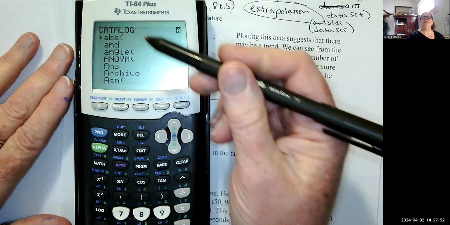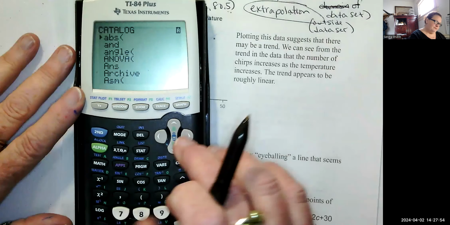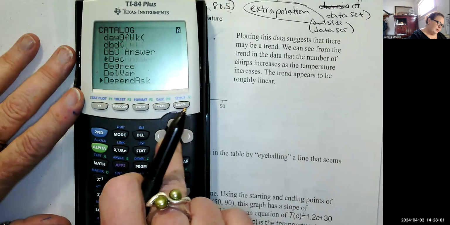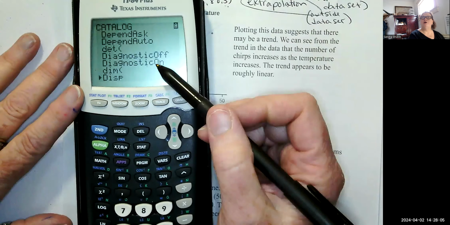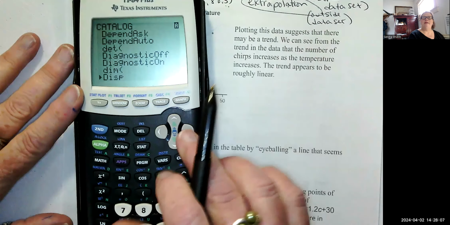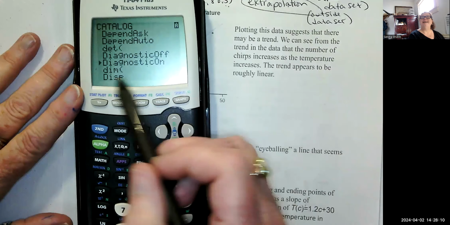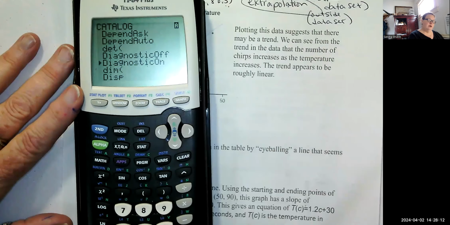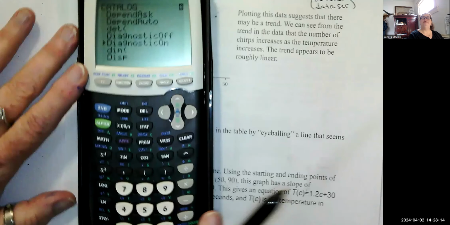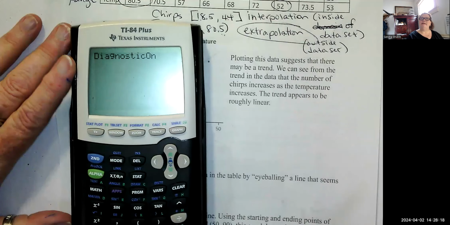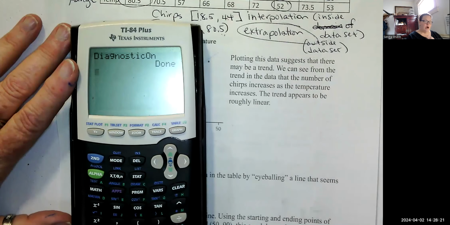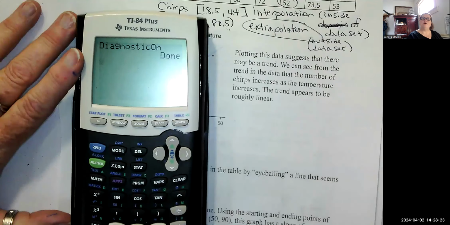I need to scroll down to diagnostics. There's a faster way. I haven't looked it up. It's not too bad though. All right, let's get to diagnostics. There's diagnostics off, which, if you do not have the R square and R, you currently have highlighted. We need diagnostics on. So highlight that with your arrow and then just hit the enter key. Diagnostics on, hit enter again, and now it is done. Go back, test to make sure it works.